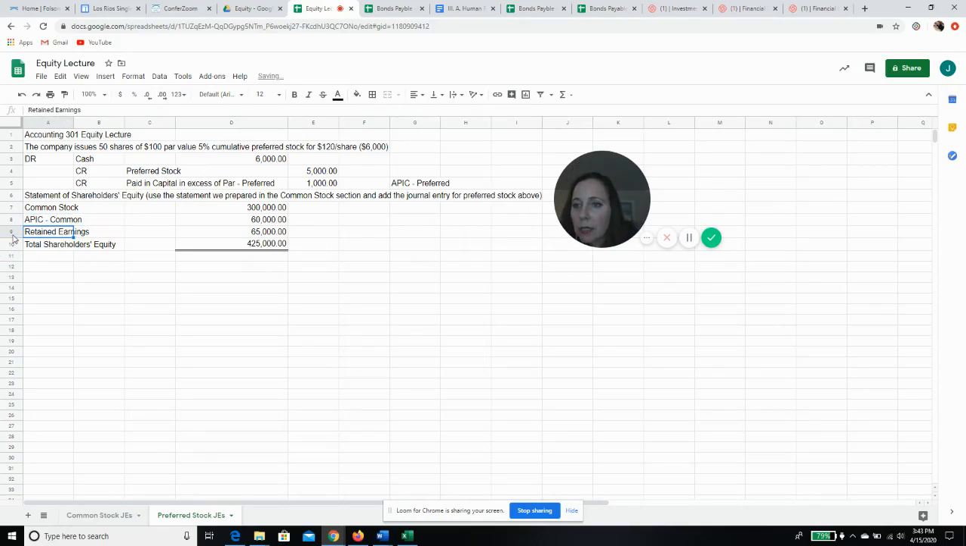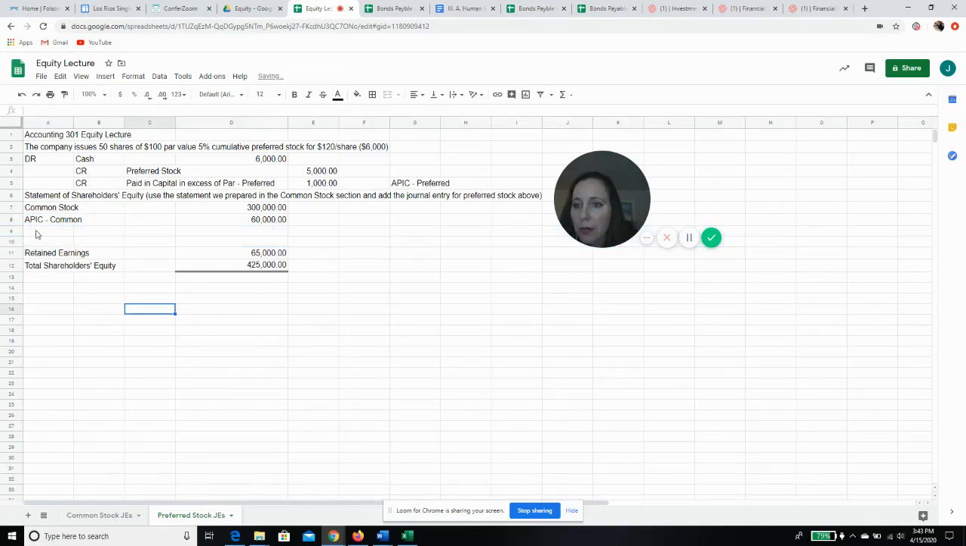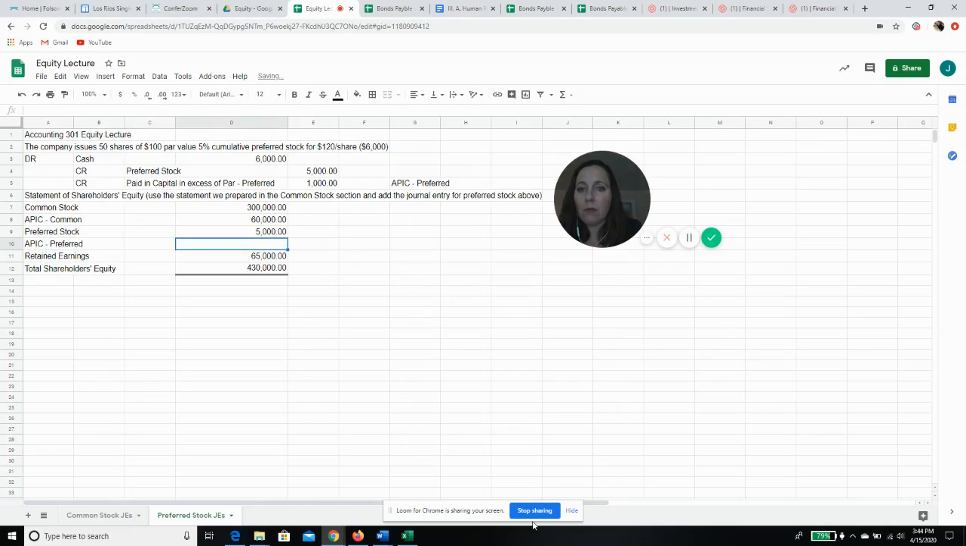Our retained earnings I know comes last because it is the caboose, so I'm going to insert 2 rows here, and I'm going to add the preferred stock we sold. So I sold preferred stock, and the amount in that account is $5,000. And then I have APIC preferred for 1,000. And that gives me, my retained earnings didn't change. And so that gives me total shareholders equity of 431,000. Okay.